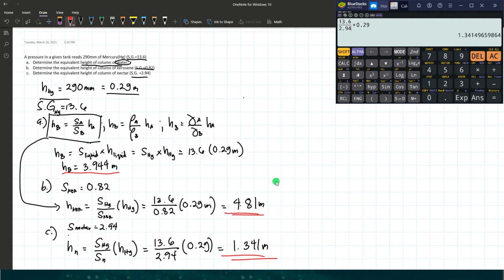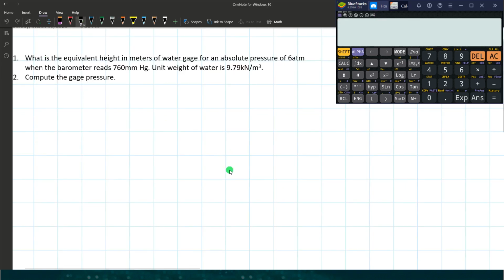Okay, next question. Number 3. What is the equivalent height in meters of water gauge for an absolute pressure of 6 atmosphere when the barometer reads 760 mm of mercury? Unit weight of water is 9.79 kilonewtons per cubic meter. Also compute the gauge pressure. So we are required to calculate the gauge pressure.